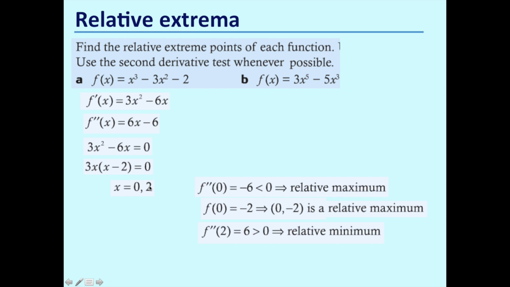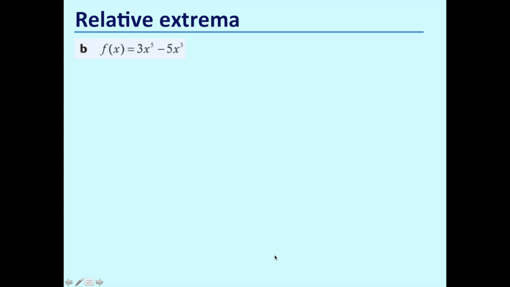Similarly, we can test the second derivative at 2 and establish that it is greater than 0, therefore it is a relative minimum, and then we can substitute back into our original function here to find f of 2, and that will yield a relative minimum at (2, -6).